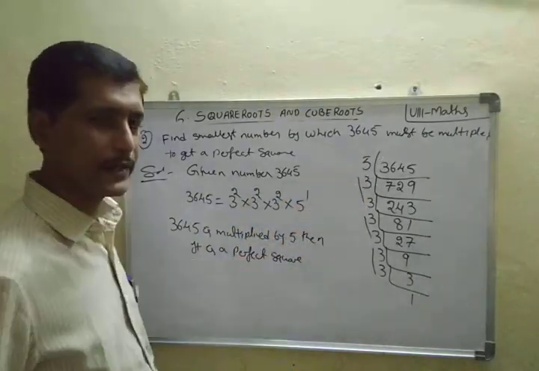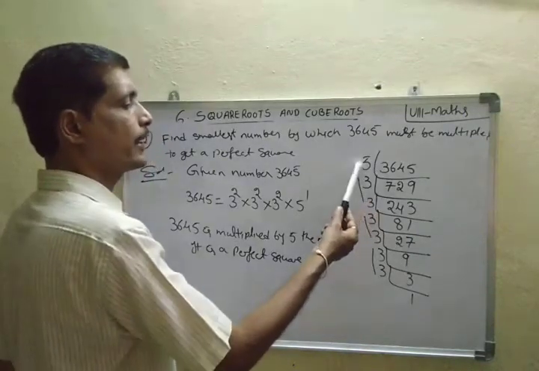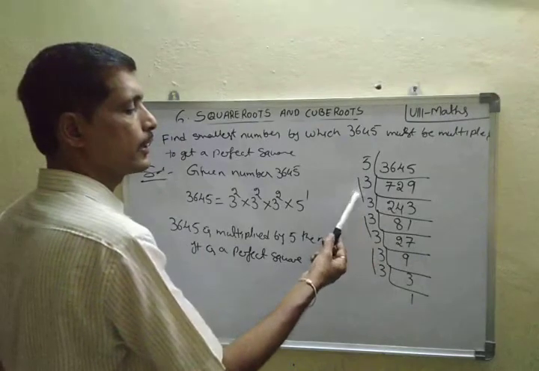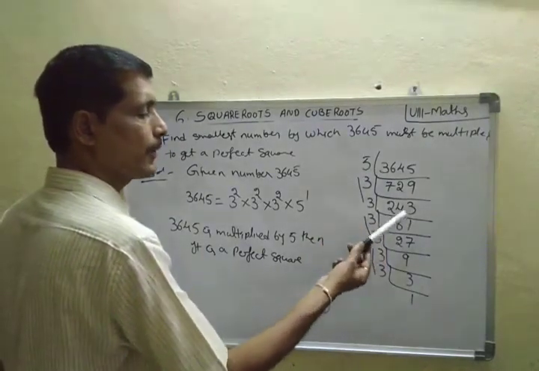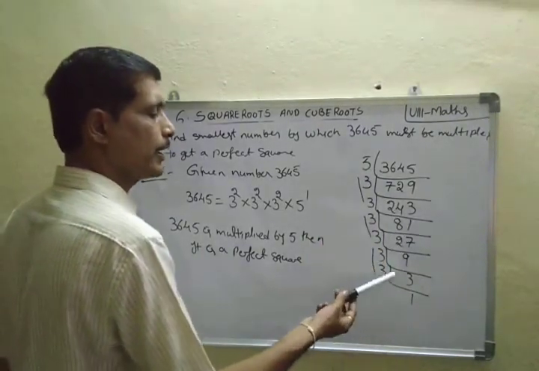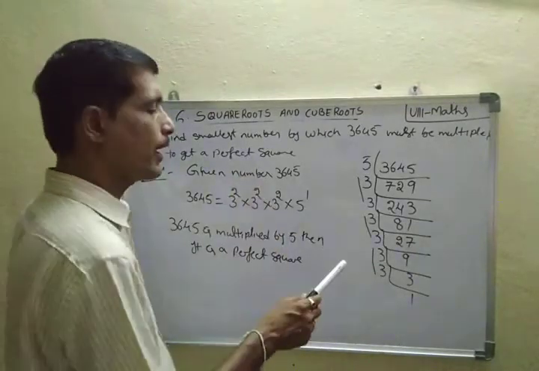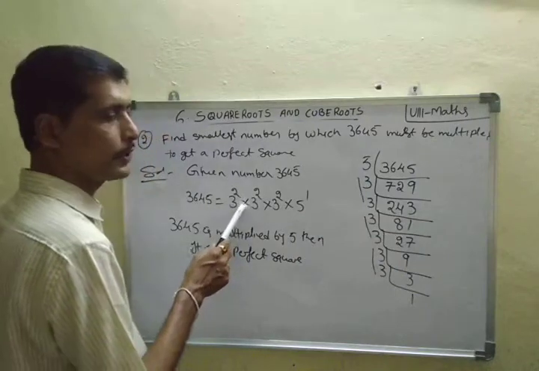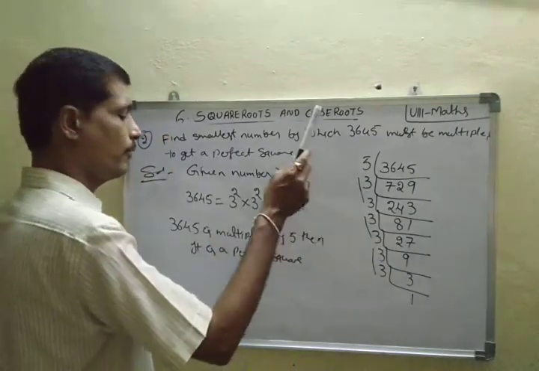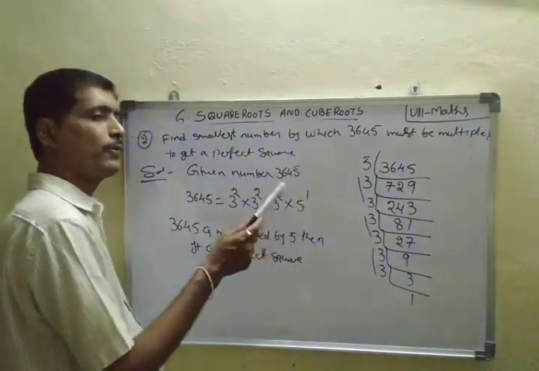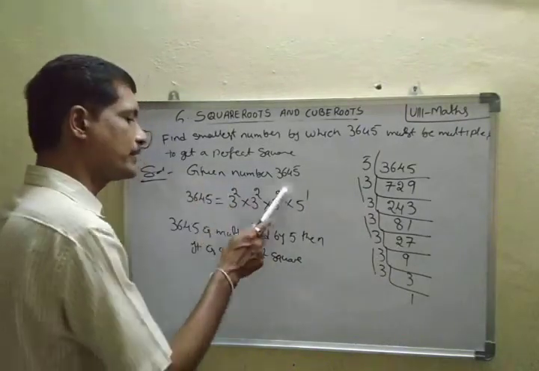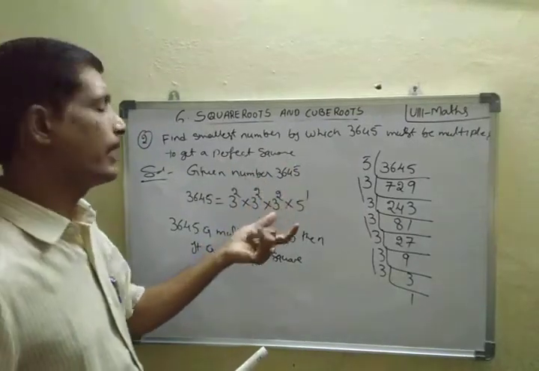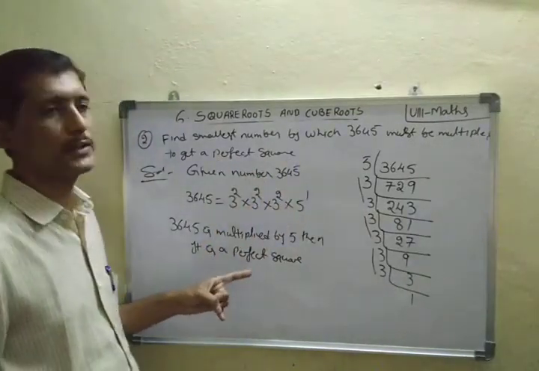First write the prime factorization. 3645: 5 table, 729, 3 243 times, 81, 27, 9, 3, 1. Okay, here 1 pair, 2 pairs, 3 pairs. 3 square into 3 square into 3 square into 5 power 1. Therefore 5 is only one number and the remaining are all pairs. Therefore this number is multiplied with 5, one more 5, and it is a perfect square.